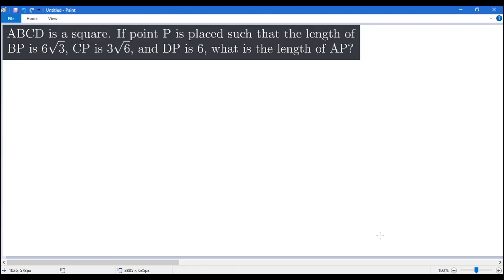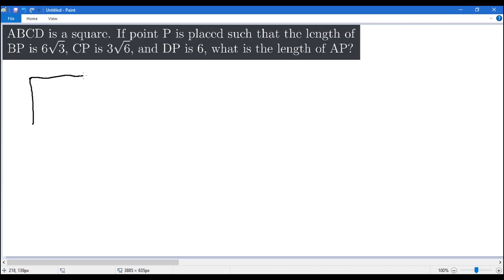ABCD is a square. If point P is placed such that the length of BP is 6 root 3, CP is 3 root 6, and DP is 6, what is the length of AP? So let's draw that out first.